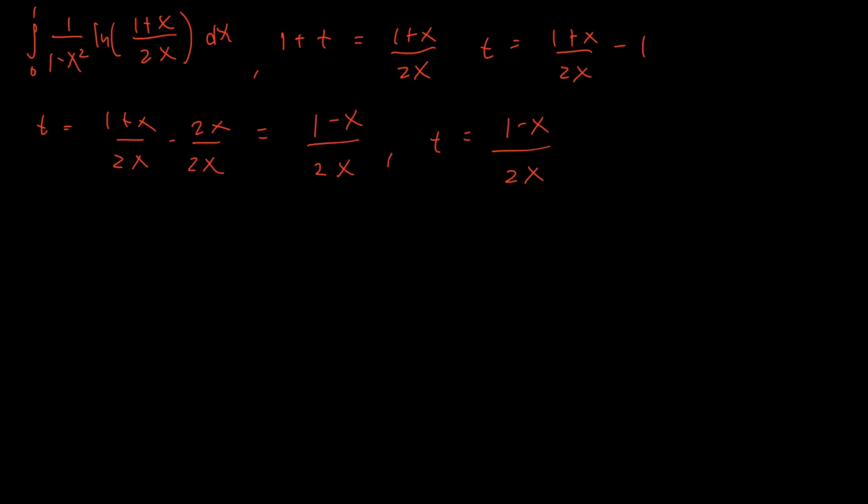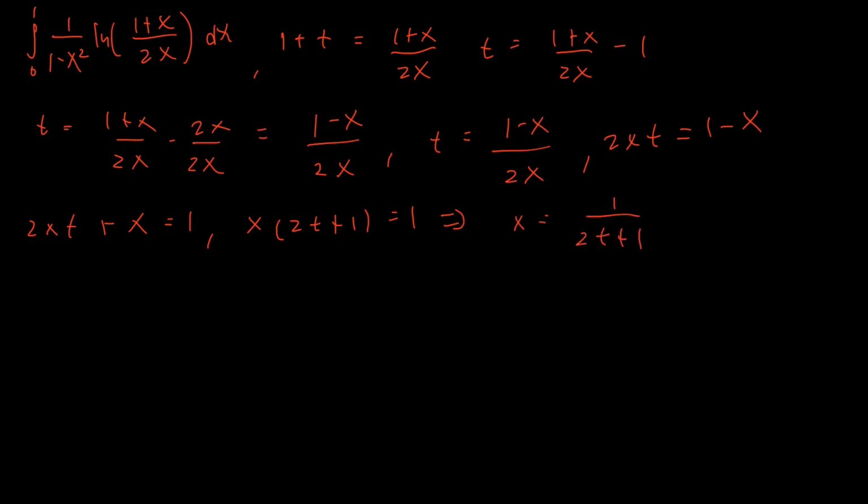And solving for x, we have 2xt is 1 minus x. That means that 2xt plus x is 1. Factor out an x, we have x times (2t plus 1) equals 1. So solving for x, we have x is 1 divided by (2t plus 1). So now from here we could find dx.